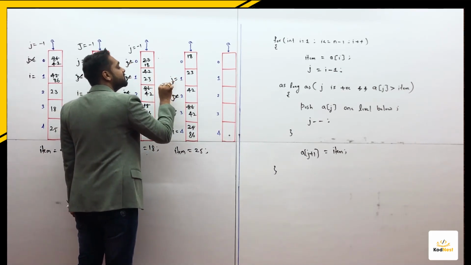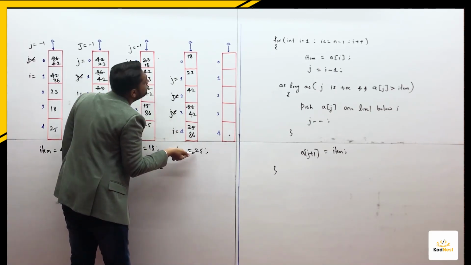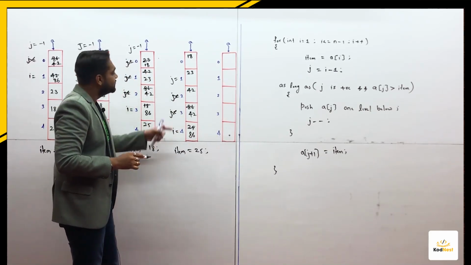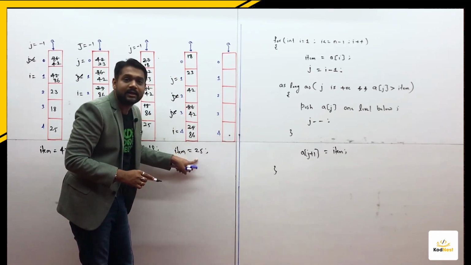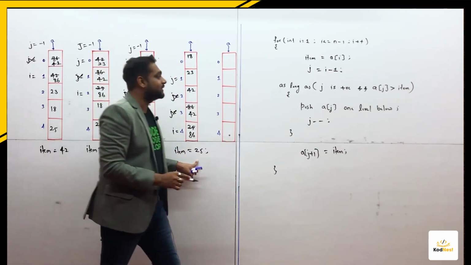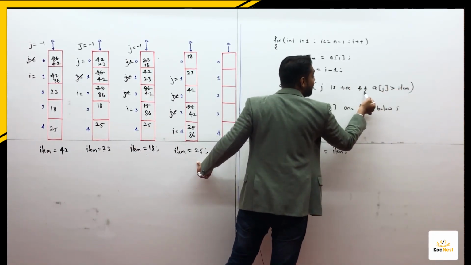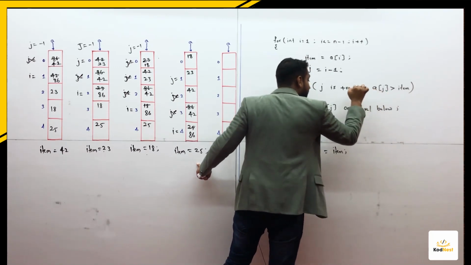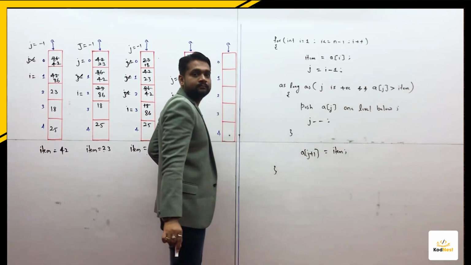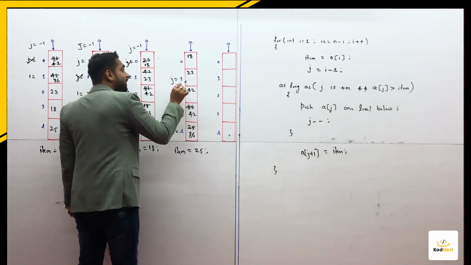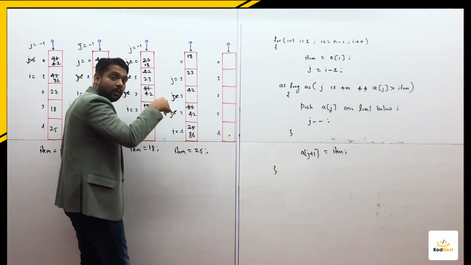As long as j is positive, A of j is greater than item. J is positive, but A of j is 23, it is not greater than item. Again one condition failed. This condition passed, but this condition failed. Because it is AND, both conditions should be satisfied for control to come in. If one condition fails, control will come out. So, j is positive, but A of j is not greater than item. So, you come out of the loop.